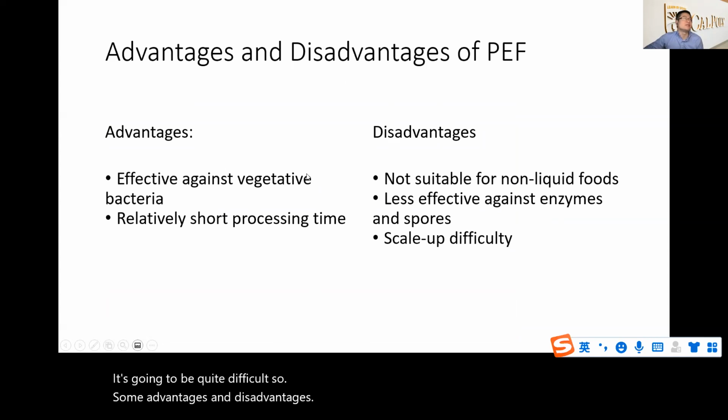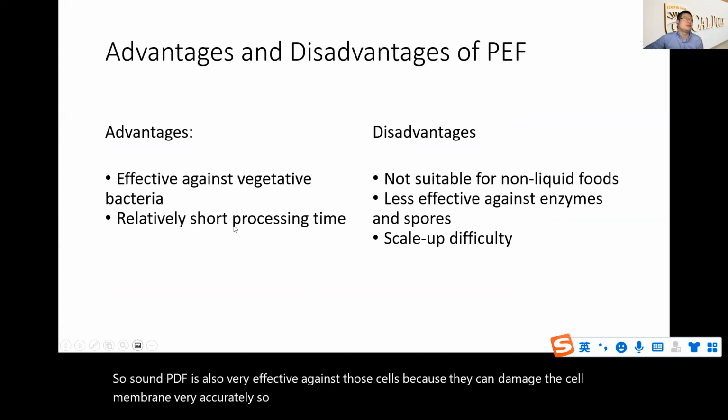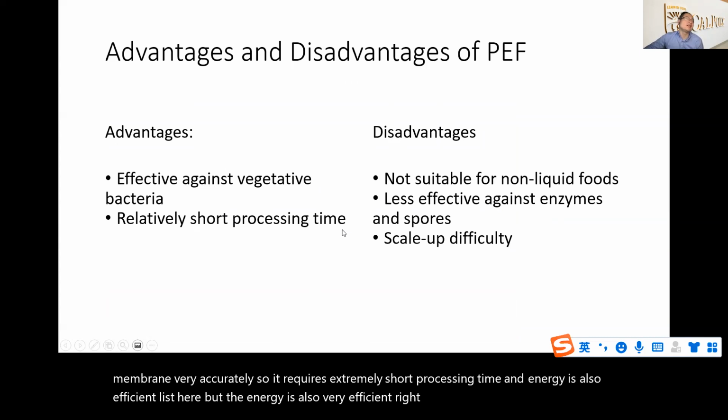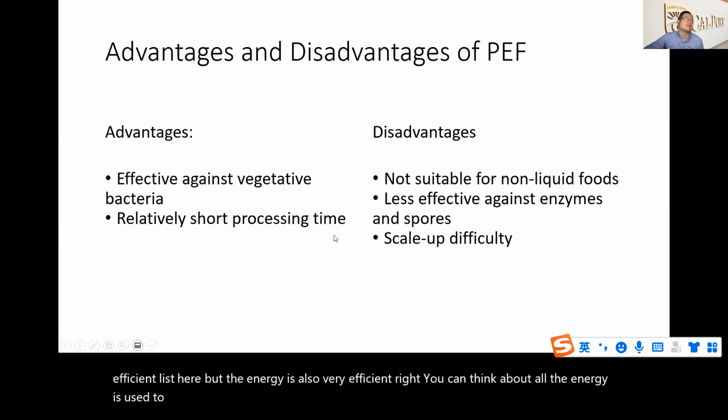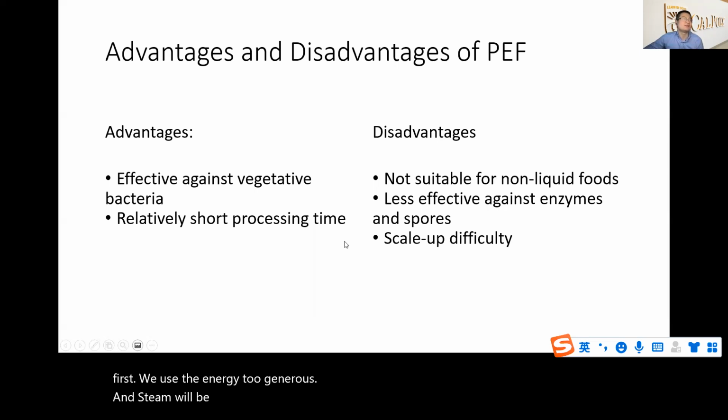So like ultrasound, PEF is also very effective against those cells because it can damage the cell membrane very accurately. So it requires extremely short processing time. And energy is also efficient. I didn't list it here, but the energy is also very efficient, right? You can think about all the energy being used to kill bacteria. Not like if we're thinking about conventional processing, first we use the energy to generate steam, and the steam will be used to heat up foods, right? And then the foods will be cooled down. So every step's purpose is just to kill bacteria, but a lot of energy is wasted during those processes.